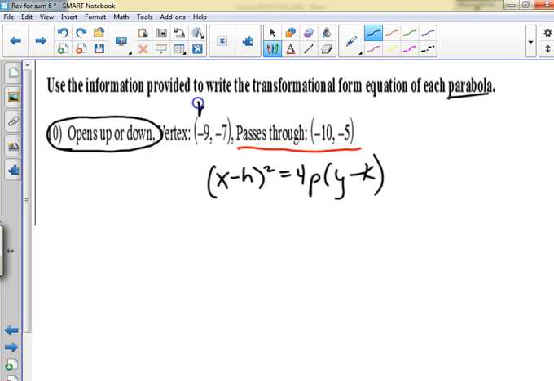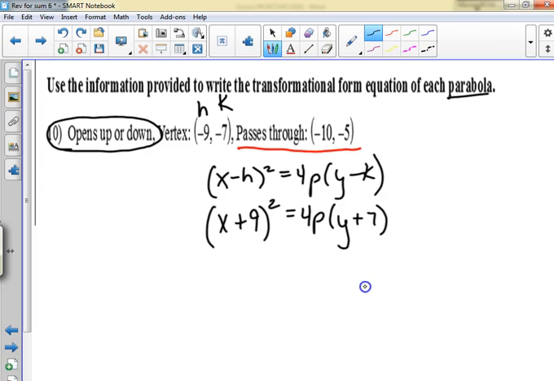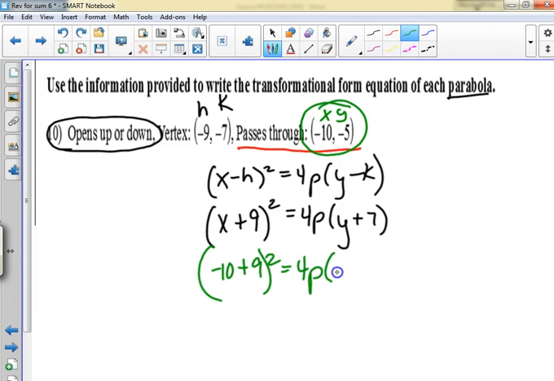Okay, what do I already know? H and k. So I have x plus 9 squared equals 4p y minus k, which would be plus 7. Okay, guess what I get to do? So much easier than the homework. What are those? An x and a y. So if I put in negative 10, y, oops, I'm supposed to put the y in there. The y is negative 5.